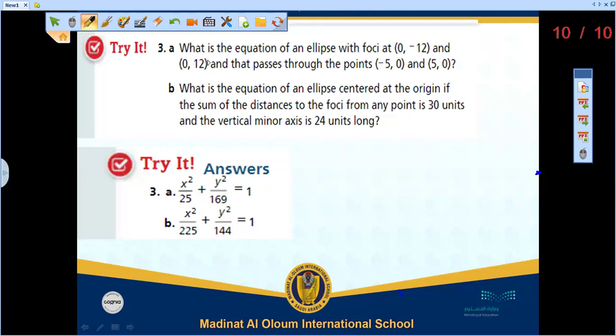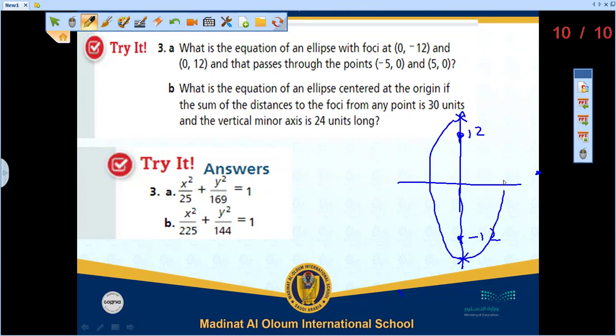Okay, guys. What is the equation of an ellipse with foci at (0, 12)? The foci are somewhere here on Y, this one 12, this one negative 12. The vertices are vertical. And he said this one cuts the x-axis at these two points. Look, what is the middle between these two points?